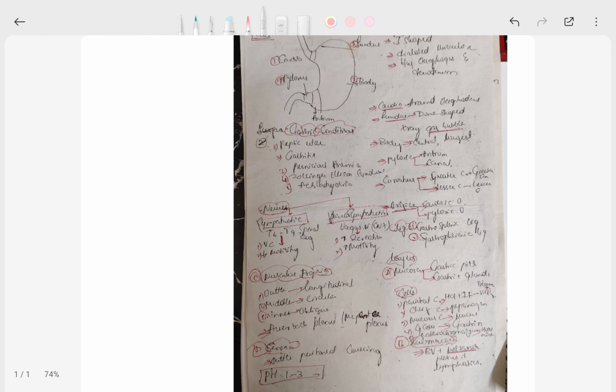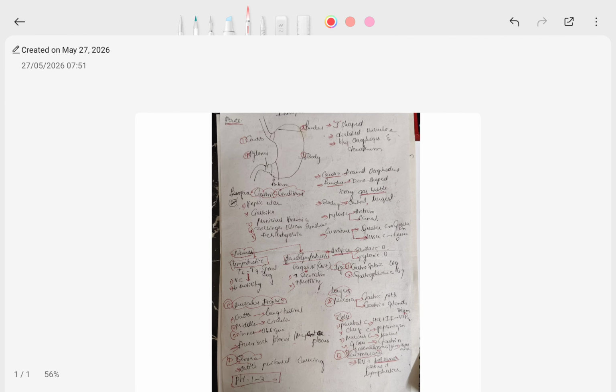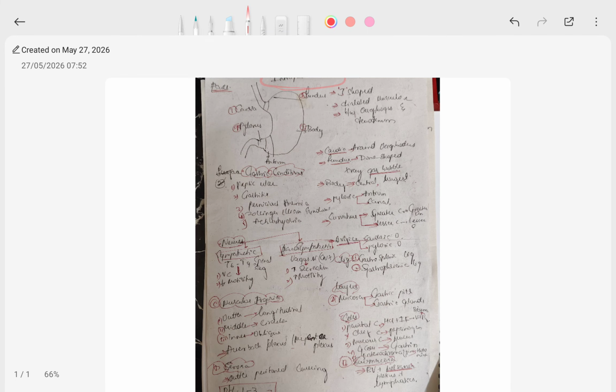The stomach is an intraperitoneal organ, present inside the peritoneum. It is a J-shaped, dilated muscular tube. The esophagus is a muscular tube, and it continues further as a dilated muscular tube, the stomach. It lies between the esophagus above and the duodenum below.